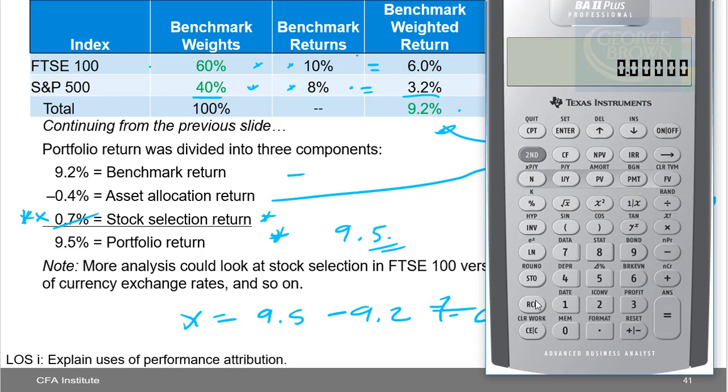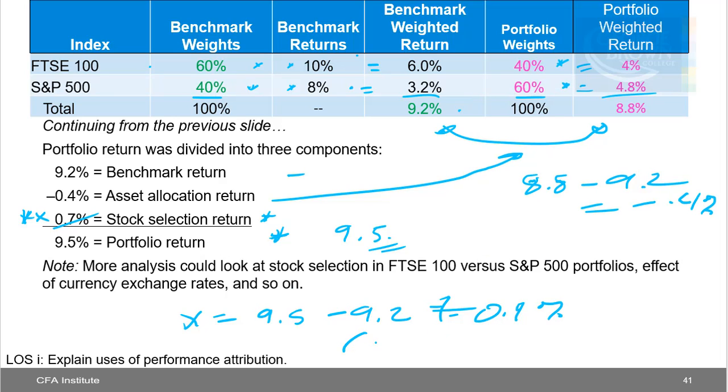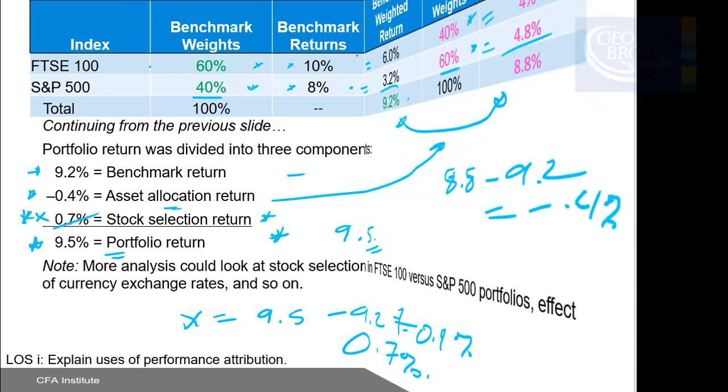So if I just bring up the calculator here, 9.5 minus 9.2 plus 0.4%, and you can see the stock selection return was 0.7%. So we could solve that for X. It's easier to calculate the portfolio return, and then it's fairly easy to see the benchmark return, and calculating the asset allocation return is fairly easy. And so what's left over must be the stock selection return.